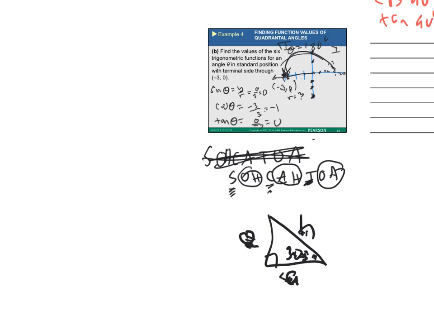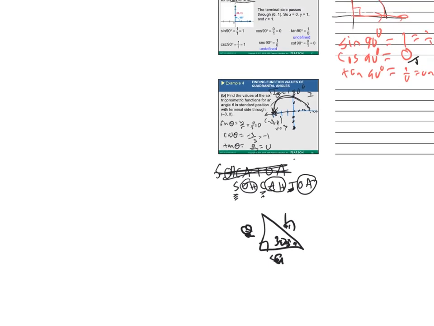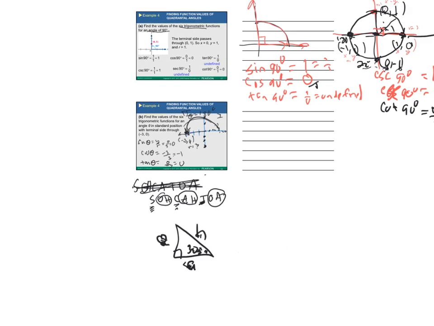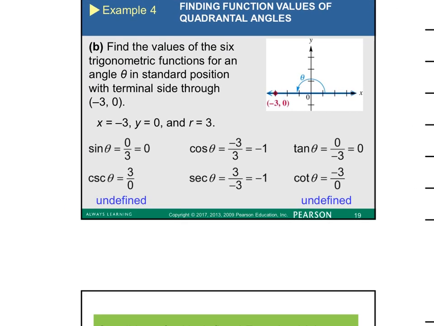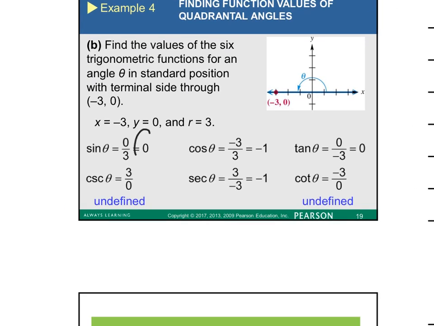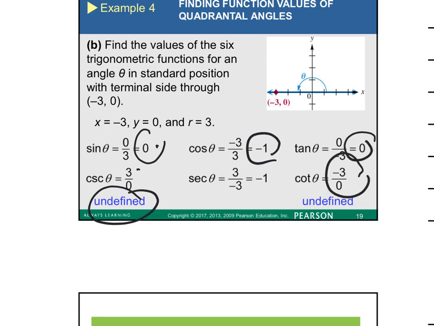So those memorization techniques are still very valuable. I won't do the other three because we've done them already. Let's see. Amazing. They're all coming out to the exact same answers. 3 out of 0, undefined. We would have guessed that. The -1, the 0, the undefined. Beautiful job.